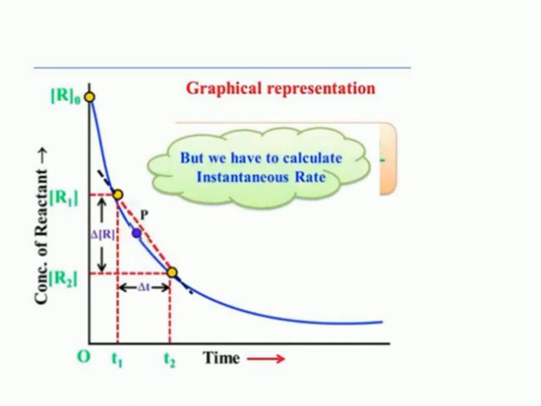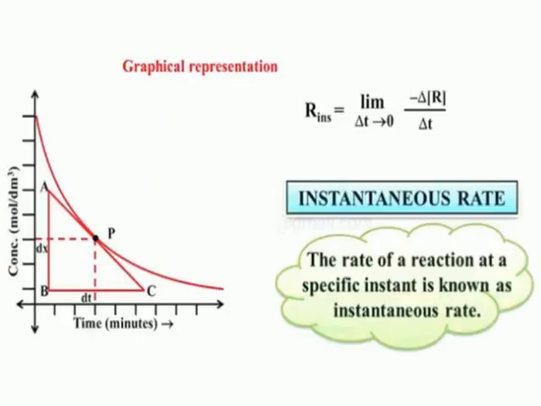So when you say the instantaneous rate of chemical reaction, you make one graph and draw one line, a slope. When the slope touches this point, I take this point here. This is delta T. What is the instantaneous rate? Nothing but minus dR by dt.